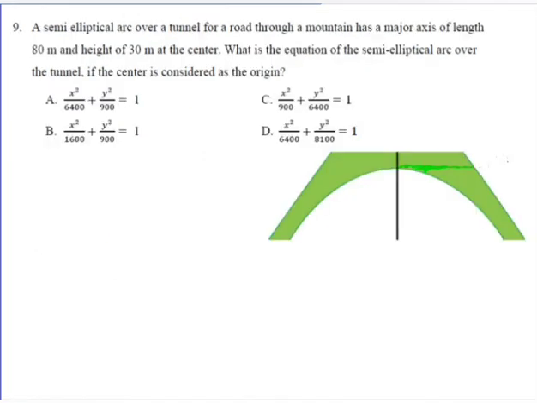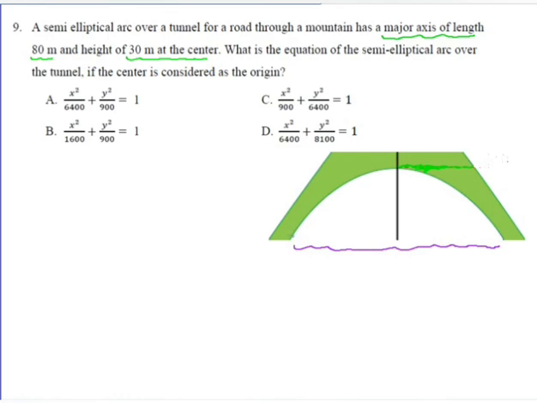A semi-elliptic arc over a tunnel for a road through a mountain has a major axis of length 80 meter, and height 30 meter at the center. What is the equation of the semi-elliptic arc over the tunnel if the center is considered as the origin? Here, there is a tunnel through the mountain. Okay, this open part is the tunnel through a mountain.